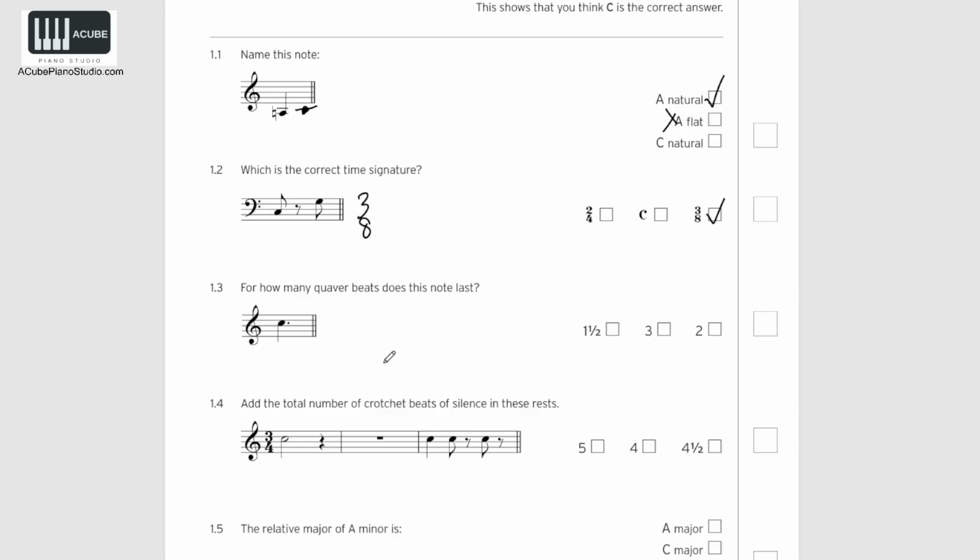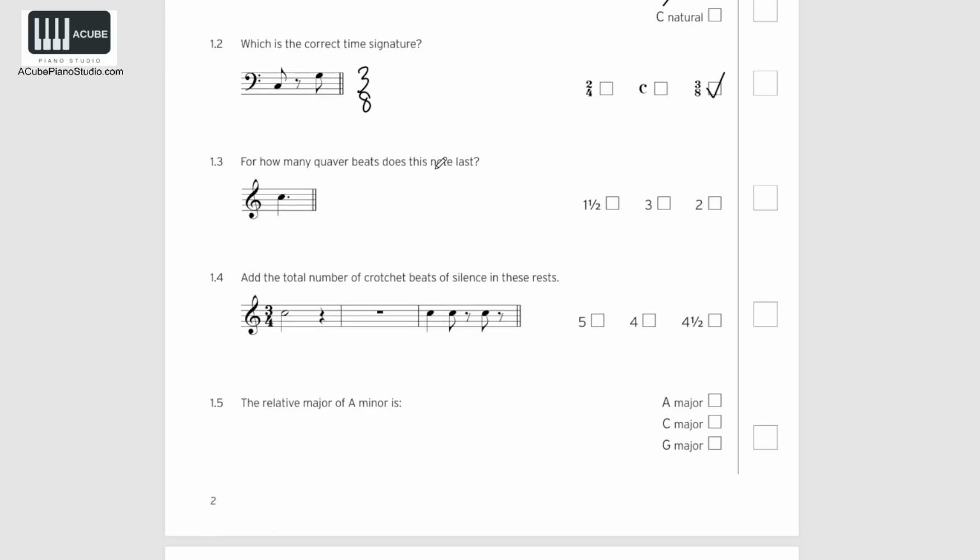Okay. Next, how many quaver beats does this note last? Let's take a look at this note here. It is a dotted crotchet. A dotted crotchet is basically a crotchet plus a quaver, and a crotchet is equal to 2 quavers. So a dotted crotchet, which is 1 crotchet plus 1 quaver, is equal to 3 quavers. So this is the answer, 3 quavers.